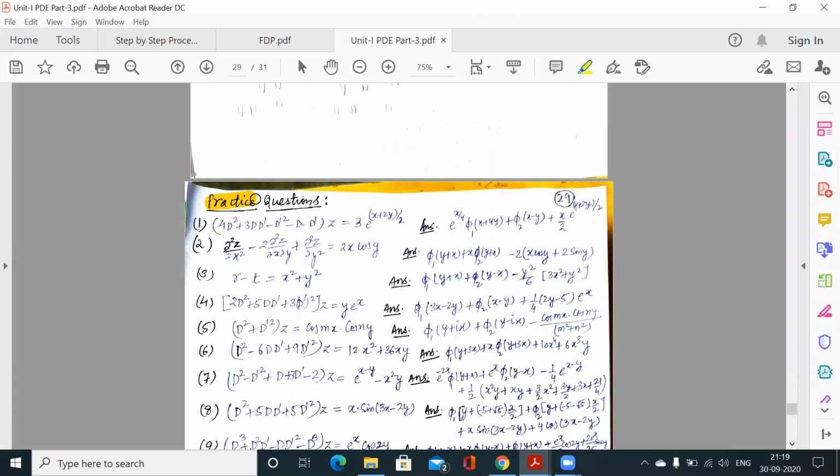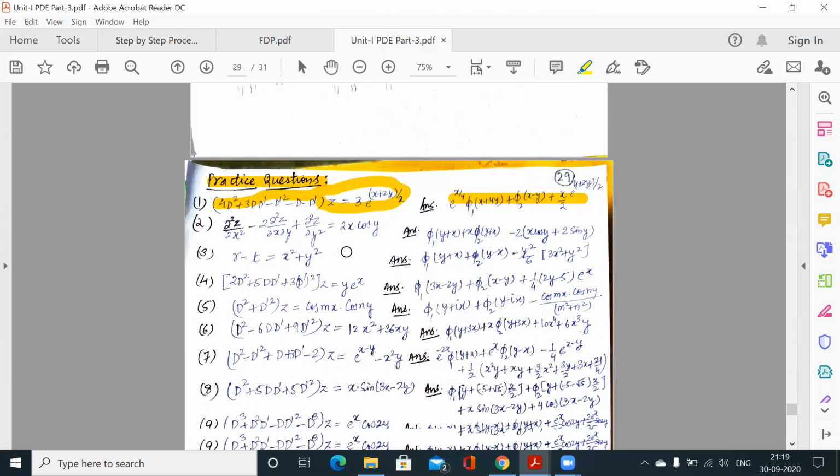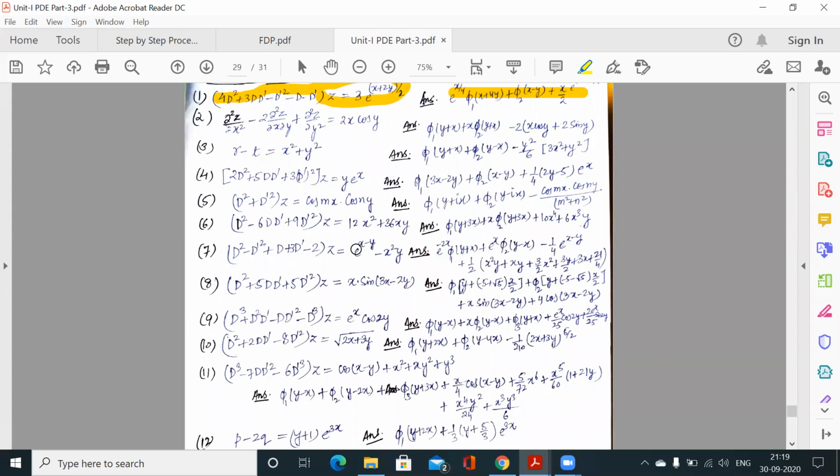So these are more questions to practice. Please practice them. Practice these questions, the answers are already given. I think there must not be any problem. This is the question, the corresponding answer is here. So there are a lot of questions. If you practice all of these questions, I'm sure you can solve any question in this topic, because I have covered almost all types of questions here in the cases.